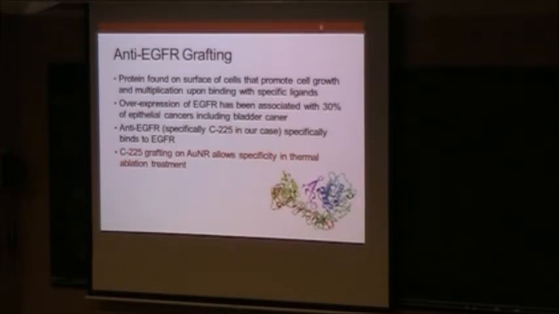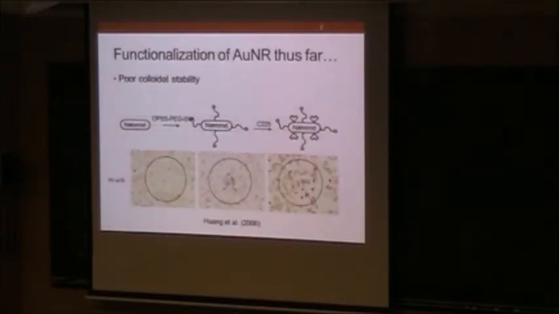And once you attach these C225 to the gold nanorod, C225 only specifically attaches to the EGFR. And so if the cell is overly expressing EGFR, then there's more probability that our functionalized gold nanorods would end up there. And so this C225 grafting allows specificity in our thermal ablation treatment.